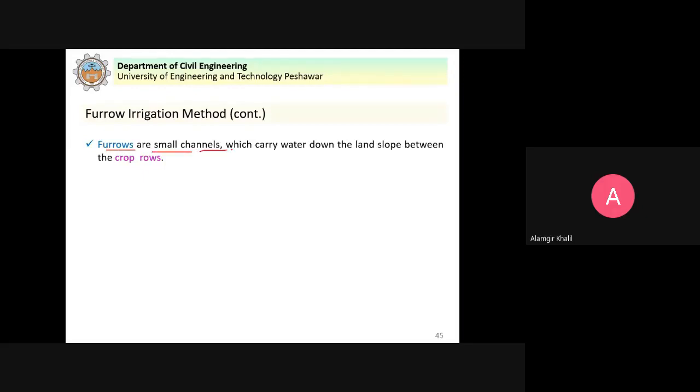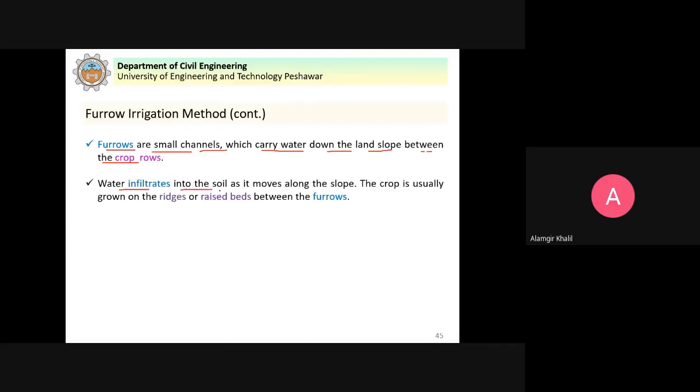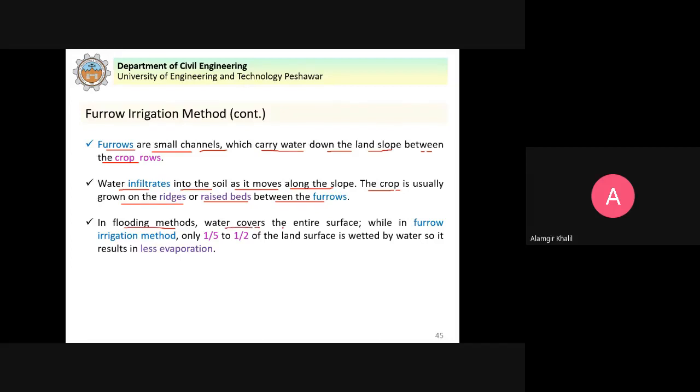Furrows are small channels which carry water down the land slope between the crop rows. Water infiltrates into the soil as it moves along the slope. The crop is usually grown on the ridges or raised beds between the furrows. In flooding methods, water covers the entire surface, while in the furrow irrigation method, only 1/5 to 1/2 of the land surface is wetted by water, so it results in less evaporation. Evaporation losses are reduced, and because not the entire surface is flooded, we are saving water also. Less quantity of water is applied.